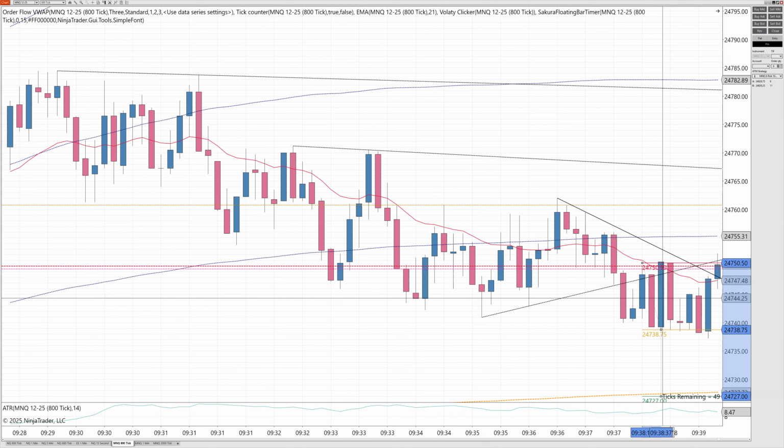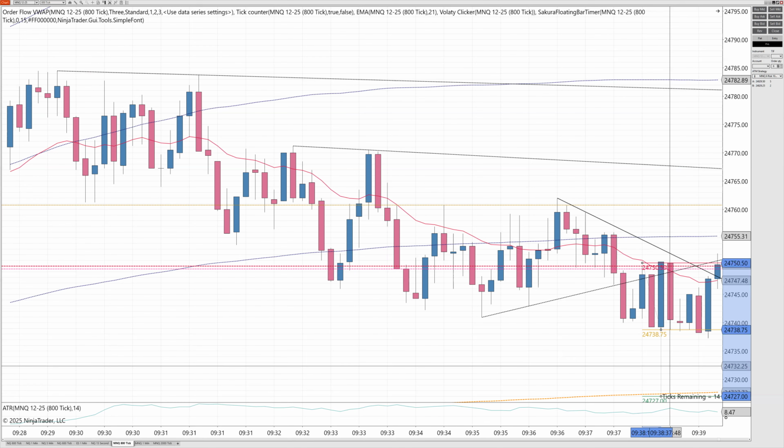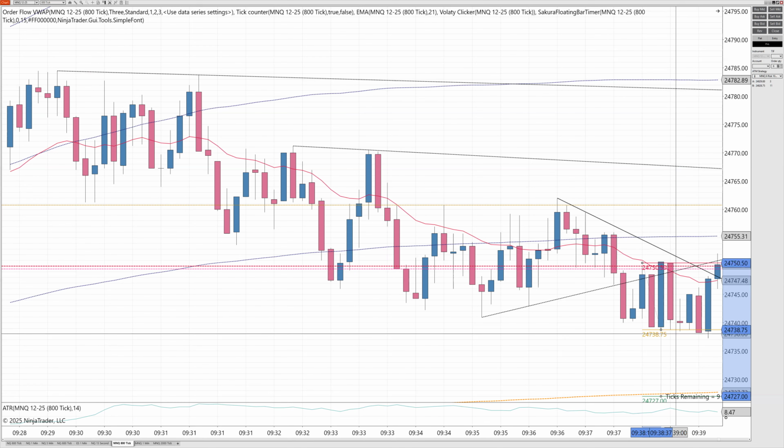We took it at 938. We risked about, say, a little over 12 points. So we say we lost about 13 points because I usually give it an extra point of wiggle room. So we lost 13 points there. That's okay.